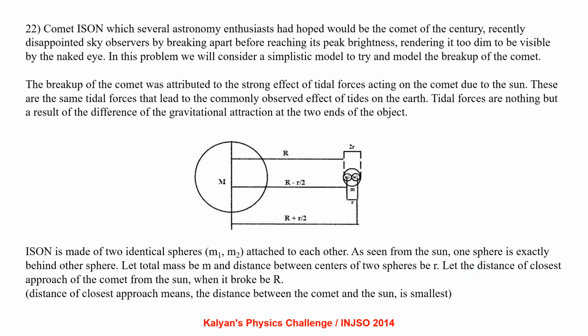Comet ISON, which several astronomy enthusiasts had hoped would be the comet of the century, recently disappointed sky observers by breaking apart before reaching its peak brightness, rendering it too dim to be visible by the naked eye. In this problem, we will consider a simplistic model to try and model the breakup of the comet.